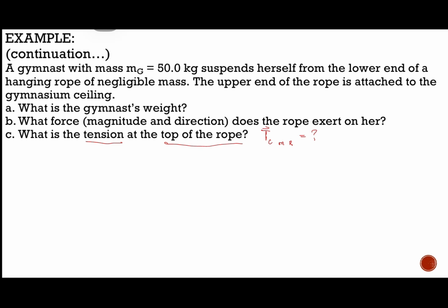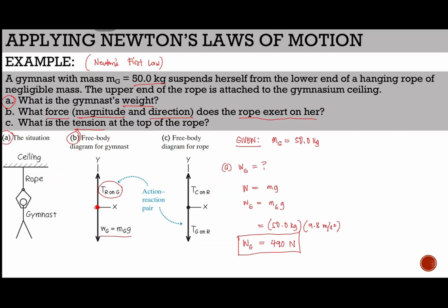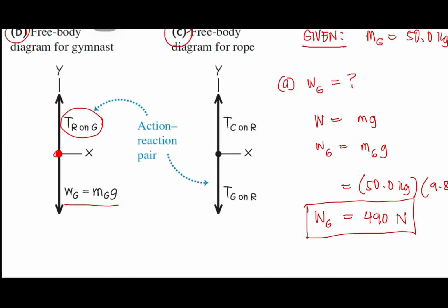If you can still recall, here is the free body diagram for the rope. We will use this first for letter C. In the free body diagram for the rope, along the positive y-axis, we have the tension force that the ceiling exerts on the rope. And along the negative y-axis, we have the tension force that the gymnast exerts on the rope. Earlier, the center, or this one, is our rope. We made the free body diagram of this first, while in letter B, it was the gymnast.